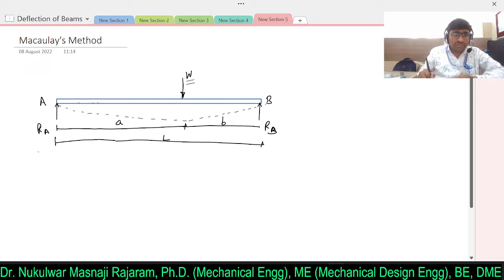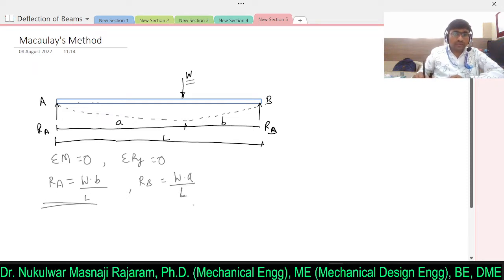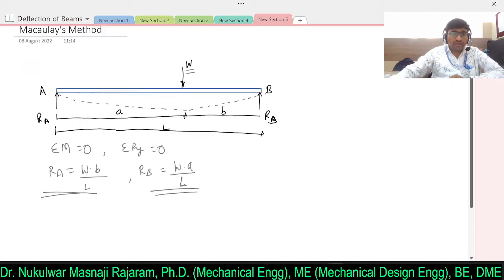Now if you use the simple formulas, summation of moment equal to zero and summation of Fy equal to zero, from that we can evaluate the reactions. RA will be W into b divided by L, and RB equal to W into a divided by L. Clear? So we have evaluated the values of RA and RB. Now let's start Macaulay's method.